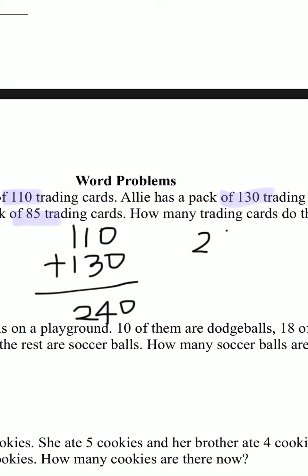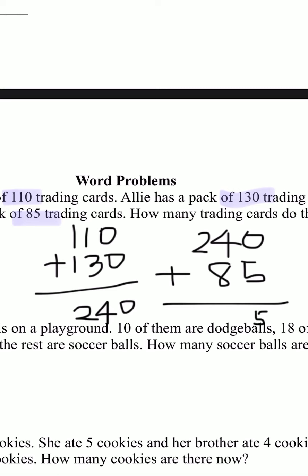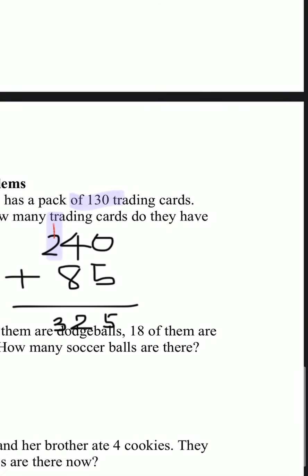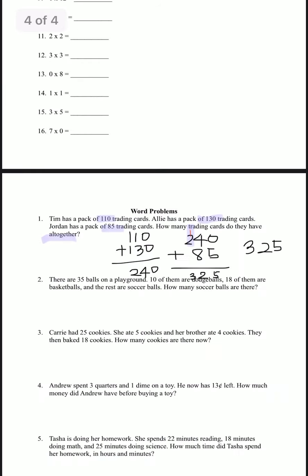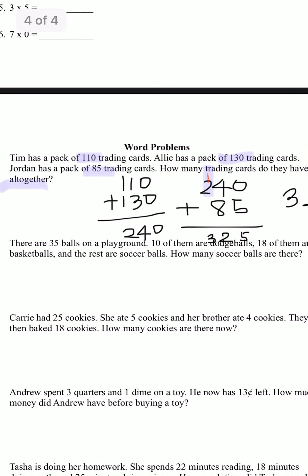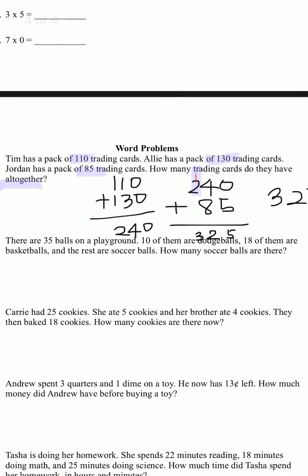Now we're going to have to add Jordan's cards. So 240 plus 85. 0 plus 5 is 5. 4 plus 8 is going to be 12. So the 2 goes down and the 1 goes up. Now we're going to have to add 1 plus 2. That's going to be 3. So our answer is 325 trading cards altogether. Now, number 2, there are 35 balls on a playground.